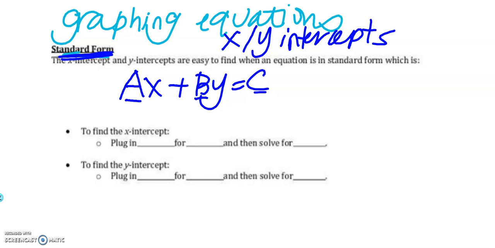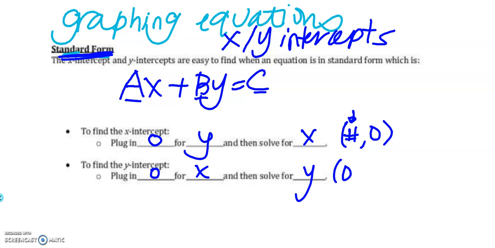To find the X-intercept, we are going to plug in 0 for y and then solve for x, and that's going to give you an ordered pair that looks like a number and then 0 because we're solving for x. To find the y-intercept, we're going to plug in 0 for x and then solve for y, and again we'll get another ordered pair that's going to have a y value.